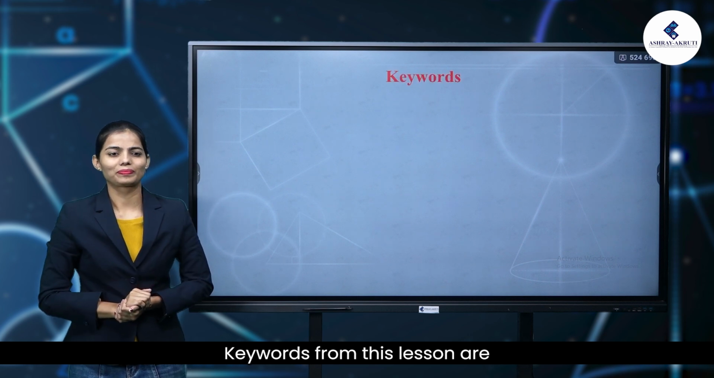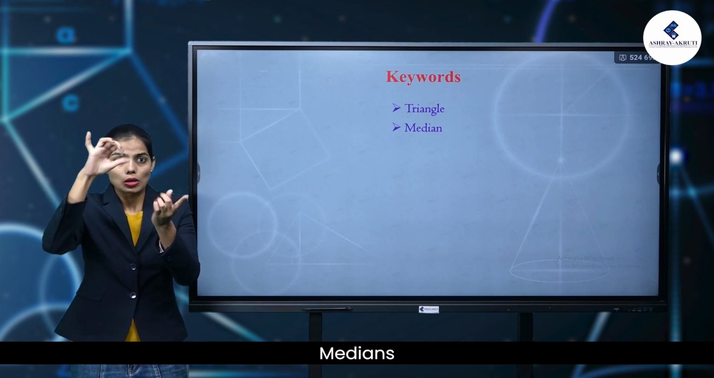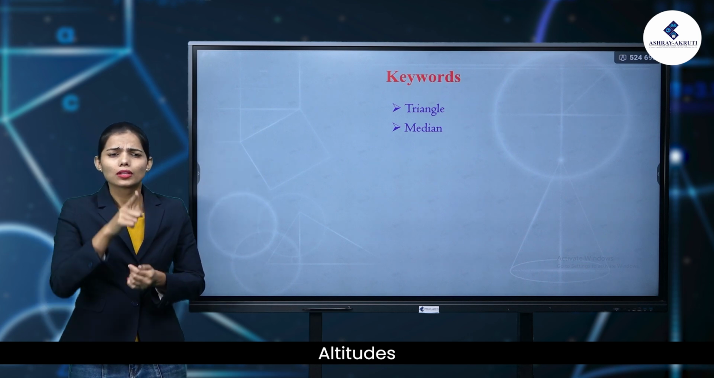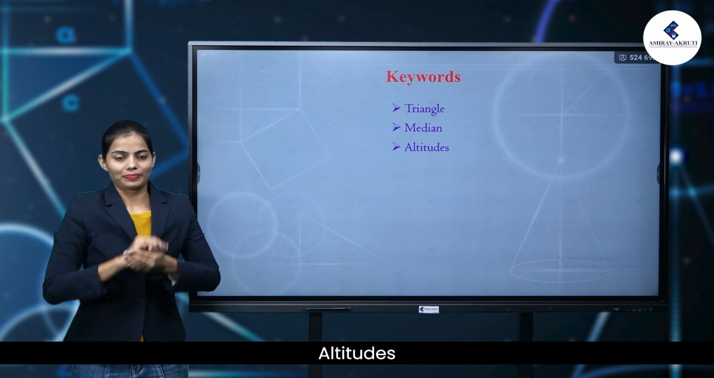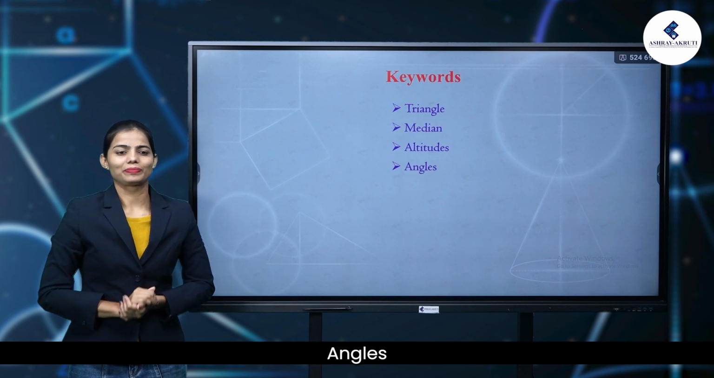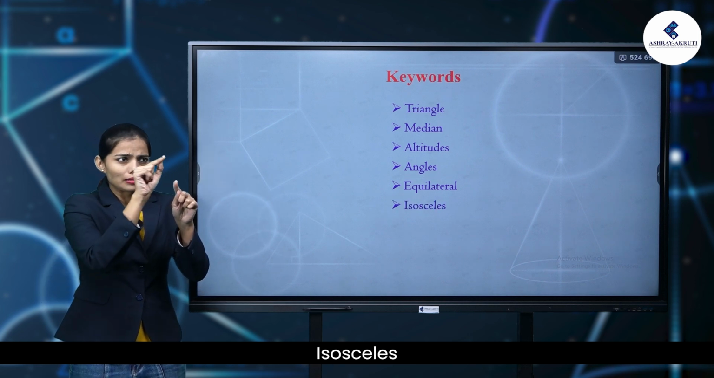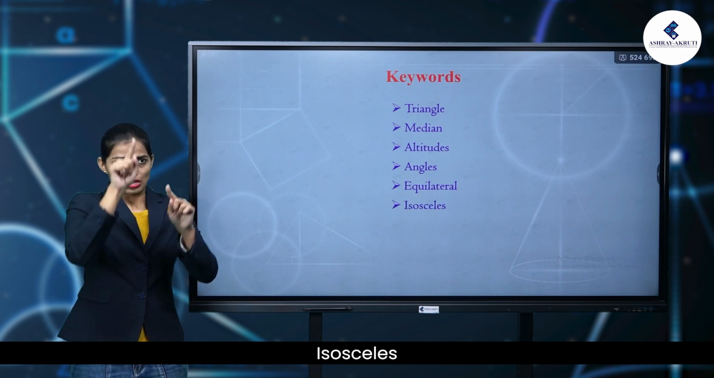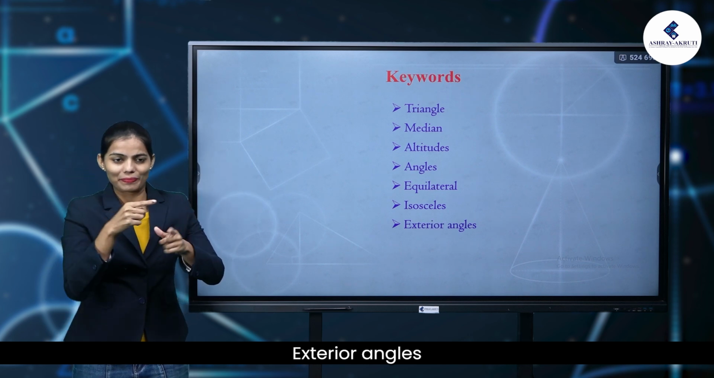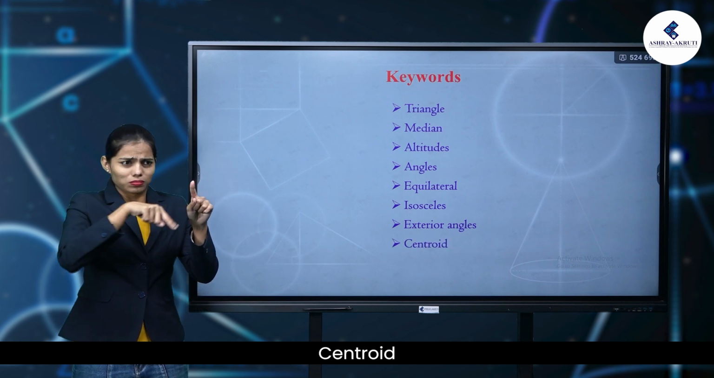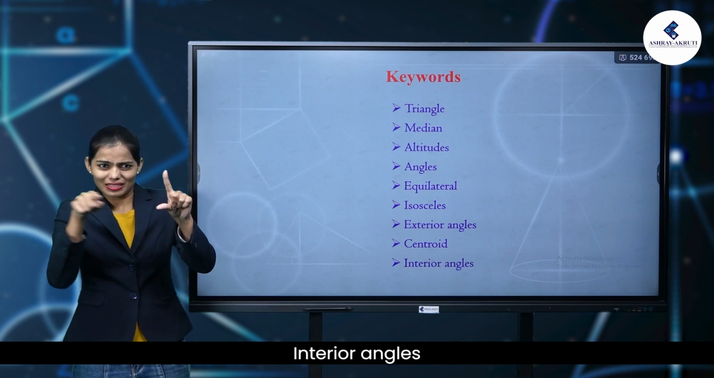Keywords from this lesson are triangle, medians, altitudes, angles, equilateral, isosceles, exterior angles, centroid, interior angles.